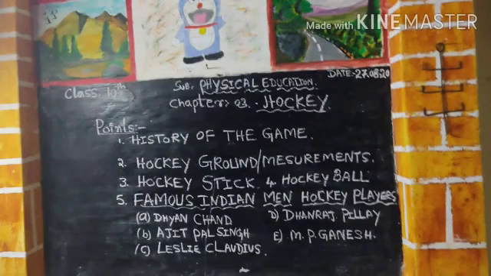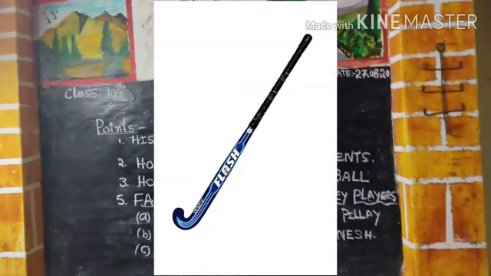Next, equipment of the game, hockey stick. The game hockey is played with a stick of 1.05 meters length. One end of the stick is curved and its maximum weight shall be 737 grams.